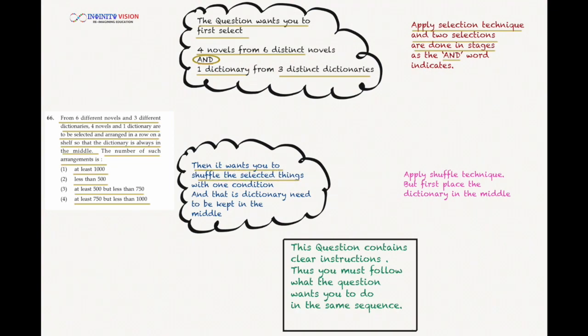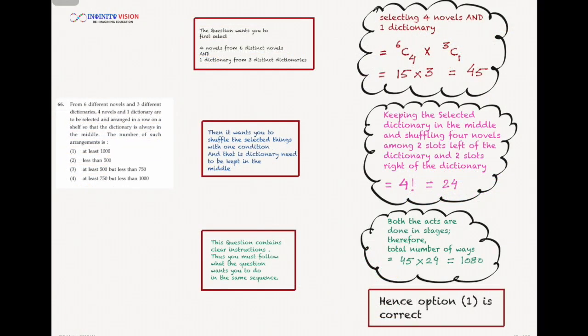Now what you have to do in the second act is shuffle the selected things. So if you have selected 4 novels and 1 dictionary, that needs to be shuffled, but there is one condition, and the condition says that the dictionary needs to be kept in the middle. So we have to simply apply the shuffle technique, but first we have to place the dictionary in the middle. So concluding, this question contains clear instructions, thus you must follow what the question wants you to do in the same sequence.